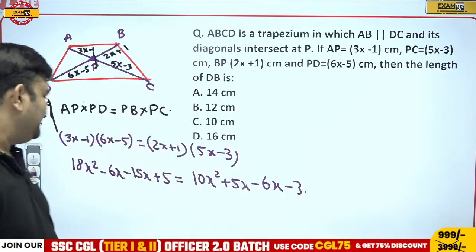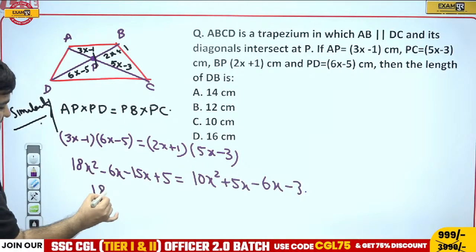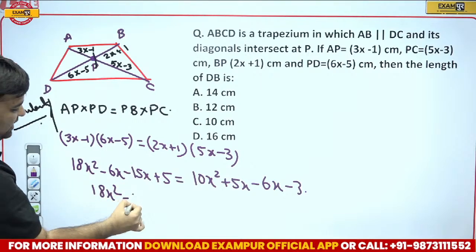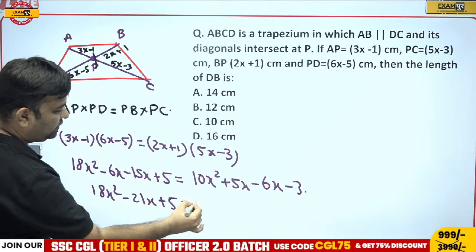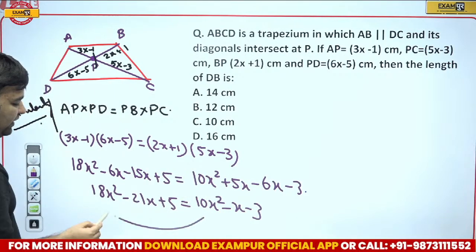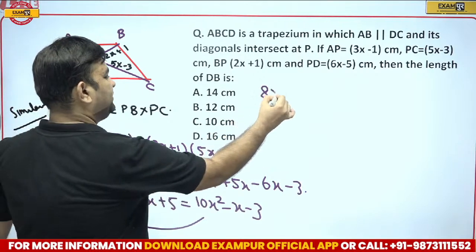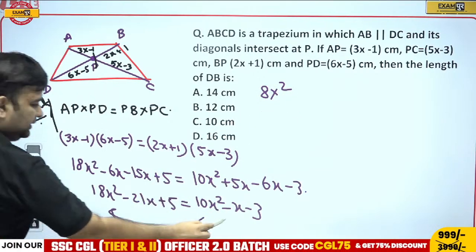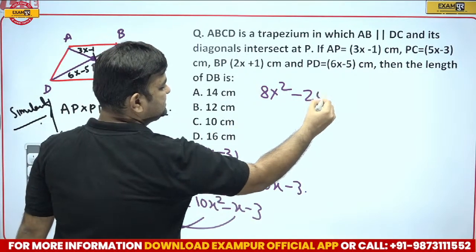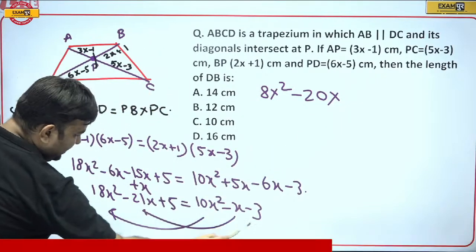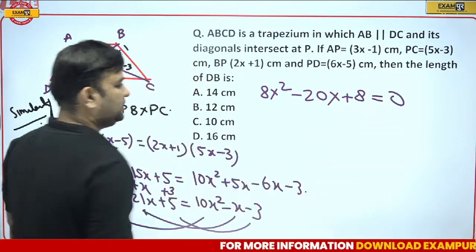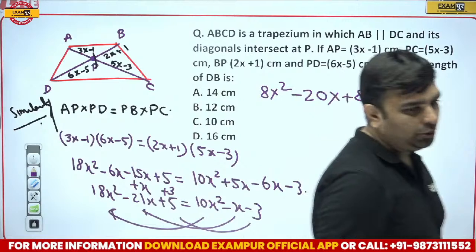So 18x square minus 21x plus 5 is equal to 10x square minus x minus 3. Take it over here. 8x square, it will become plus x minus 20x, plus 3 plus 8 is equal to 0.